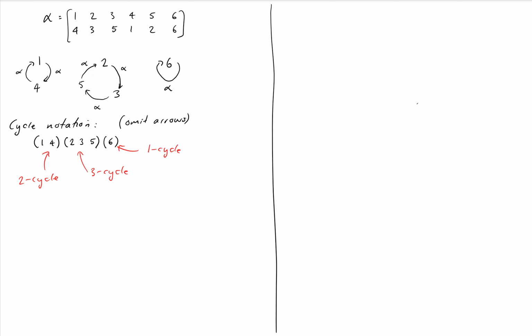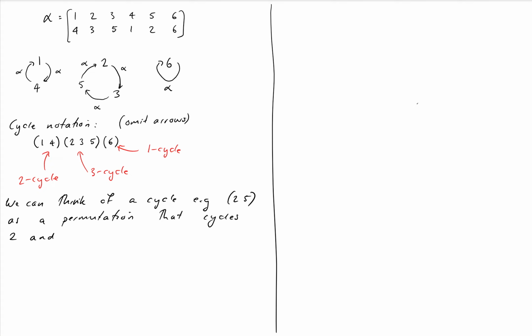Okay, so let's see what one of these things means in isolation, because I've got 3 different cycles glued together here. We can think of a single cycle, e.g. let's just write down (2 5), as a permutation that cycles 2 and 5 and fixes every other element.